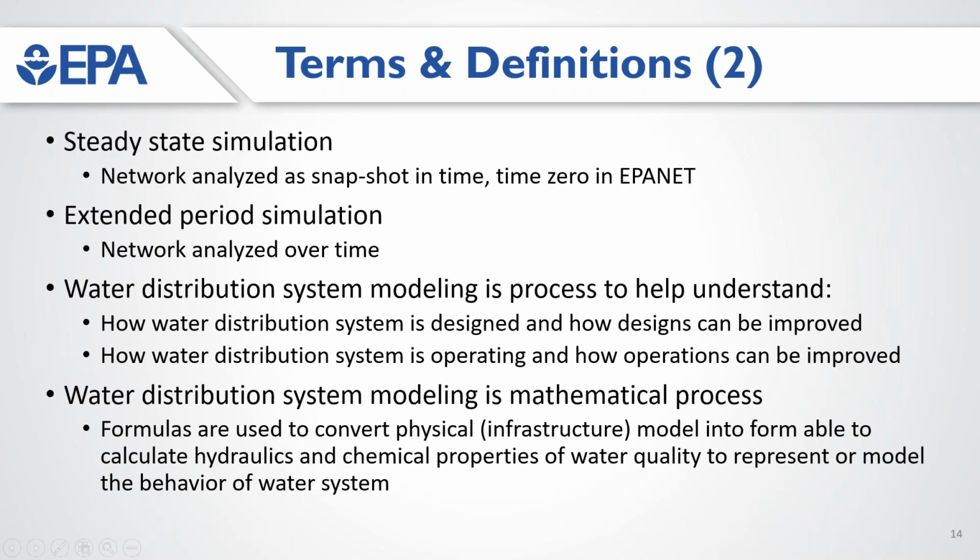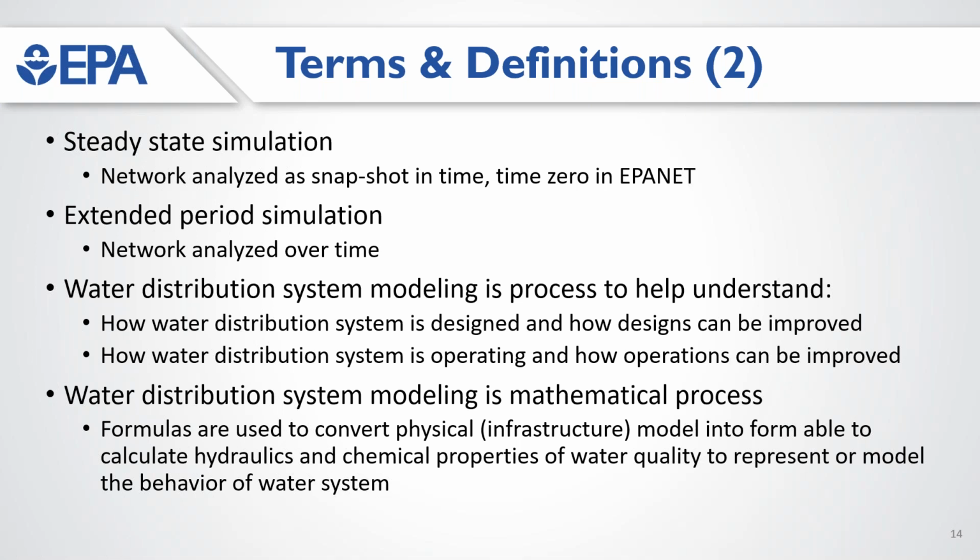There are two types of simulations that can be performed within EPANET, and these are steady state and extended period simulations. A steady state simulation is a network analyzed as a snapshot in time, so time 0 in EPANET, while an extended period simulation is a network that is analyzed over time. And we'll get into more details about these later in the presentation.